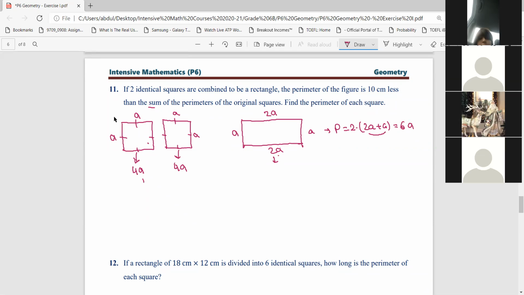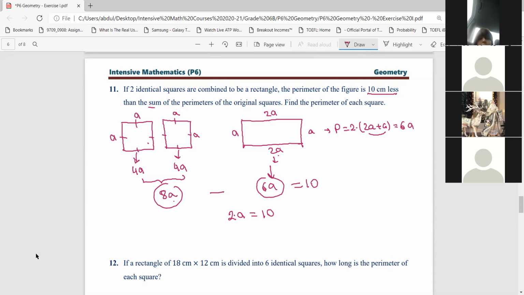So what is the sum of the perimeters of these squares? That is 8A. And the perimeter of this rectangle is 6A. But in the question, it says that the perimeter of the figure is 10 centimeters less than the sum of the perimeters of the original squares, right? So actually it's 8A and 6A. What is the difference? The difference is equal to 10 because the perimeter of the rectangle is 10 centimeters shorter than the sum of the perimeters of these two squares. Now, what is 8A minus 6A? It is like 8 apples minus 6 apples. It's just 2 apples. 2A is equal to 10.